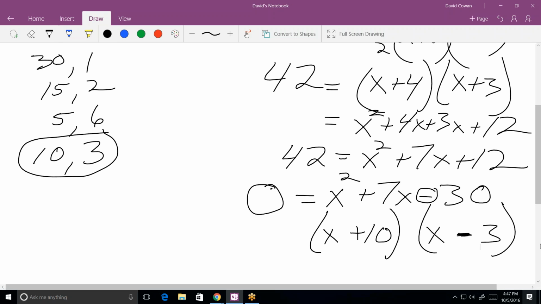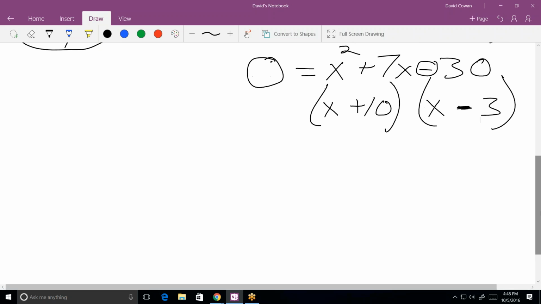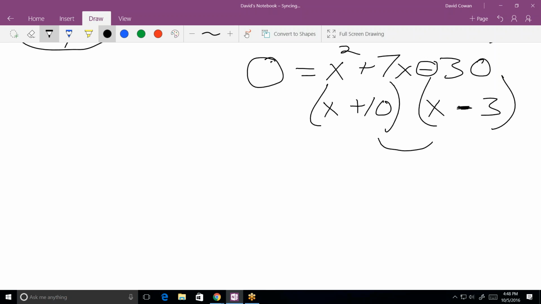And it's always a good idea to check to make sure that those two multiply together to give you that, but you really don't have to do the entire FOIL. In other words, we know that x times x is x squared, and we know that plus 10 times minus 3 is minus 30. So the only term that really can get off on us is the middle term. So again, I'm going to use the smiley faces, add them together. That's our middle term. We did it correctly.